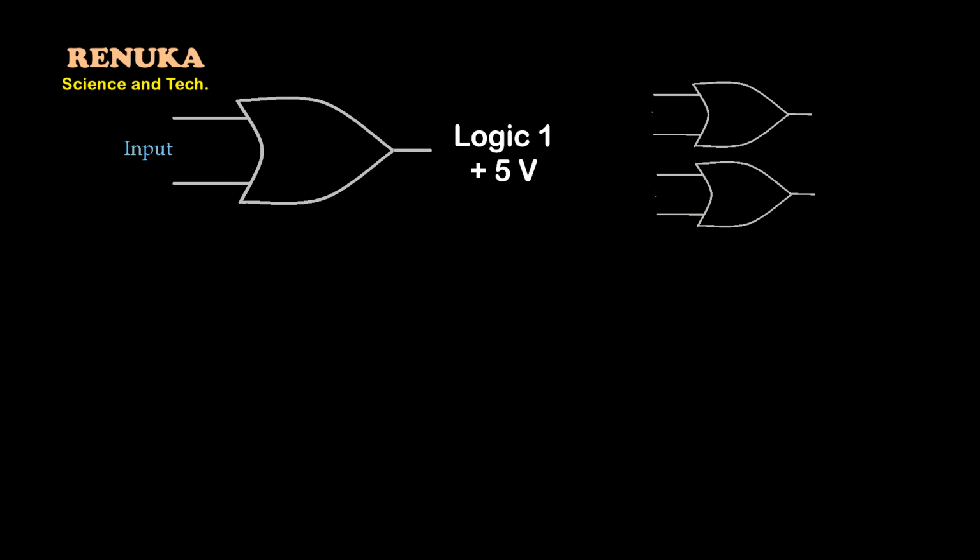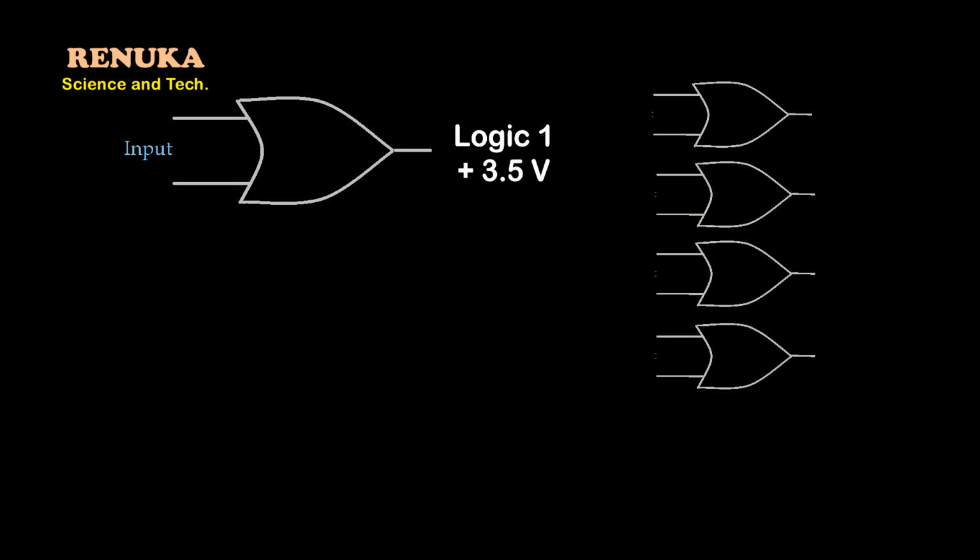But if the same output is connected to another gate, the voltage level at the output of this gate may drop. So it may become 4.5 volt, for example. If another gate is connected, it may again drop by 0.5 volt, so it will become 4 volt. If another gate is connected, then the voltage level will be 3.5 volt. And if the output is between 3.5 volt and 5 volt, it will be considered as logic 1. But if a fourth gate is connected, the output of this gate may drop again by 0.5 volt. So it will now become 3 volt.